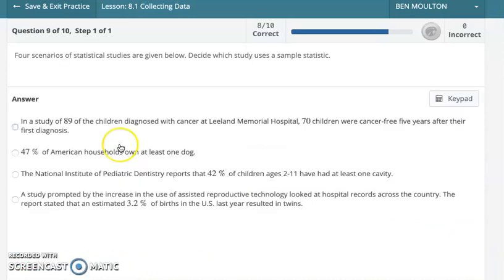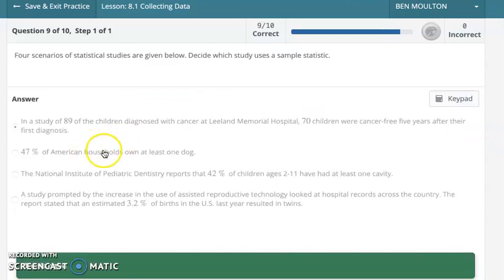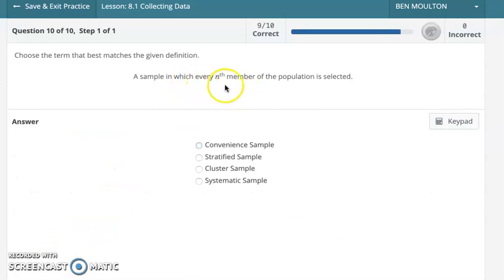And it is. Again, speeding things up, we're looking for another sample statistic. It's going to be this guy because you've got 70 out of your 89 that reported being cancer-free. These other guys are population parameters. And this last one, they talk about every nth number getting selected. That is going to be systematic, and I believe we've got it.